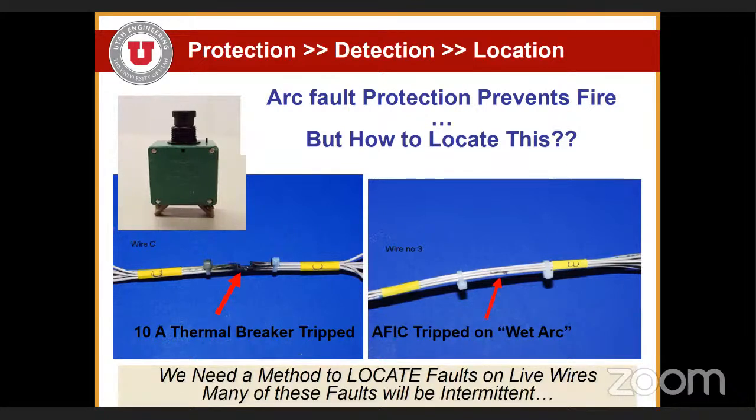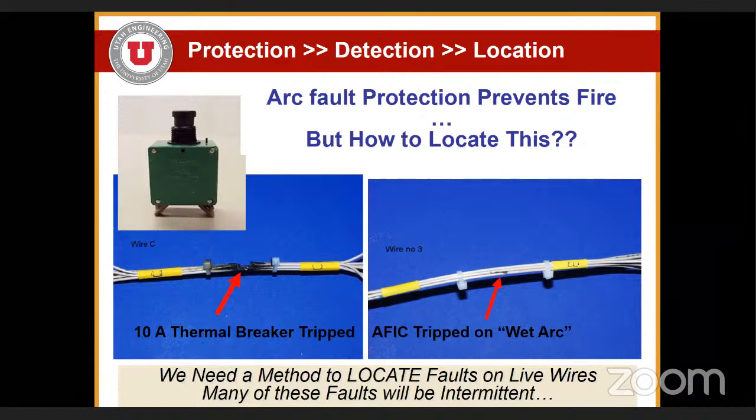On the right, you see what happens when an arc fault circuit interrupter has been used on that wire. Again, there was a short circuit, there was a spark. However, the arc fault interrupter tripped on it quickly enough that the wires are not electrically damaged. You can see a little bit of blackening of the insulation, but the copper of these wires is fine. So the arc fault circuit interrupter has prevented the catastrophe, but now it presents a new problem.